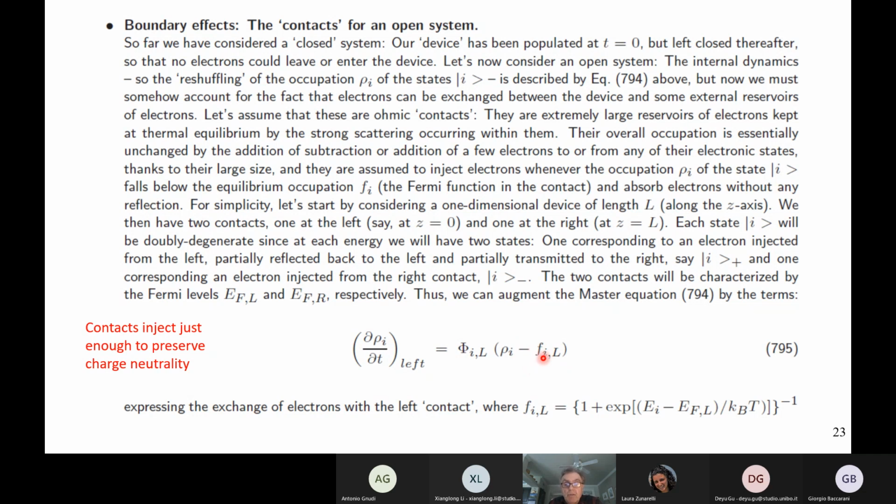So if I have a distribution function, the contact attempts to keep charge neutrality in a region adjacent to the contact. In our case, we're fully non-local, so an entire device. So it injects electrons if the distribution function is smaller than the equilibrium distribution function you want, or vice versa. This actually represents the change in the contact. And this is just the Fermi-Dirac distribution function. So this is a phenomenological way.